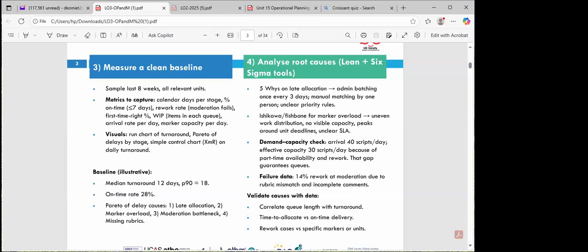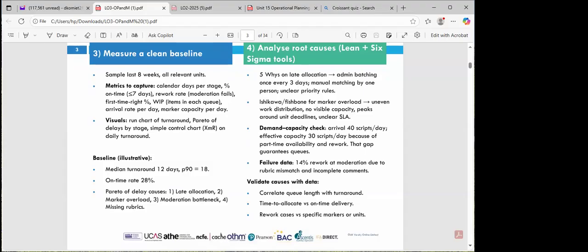Anytime you see SLA, when it comes to quality or operations management, it means service level agreements. Then we have a demand capacity check: whether you want to do 40 scripts per day, or effective capacity is 30 scripts per day because of part-time availability and rework, to look into the gap that generates those queues.